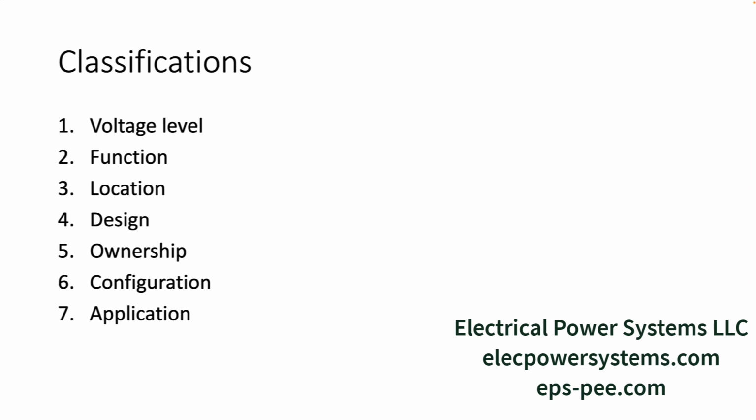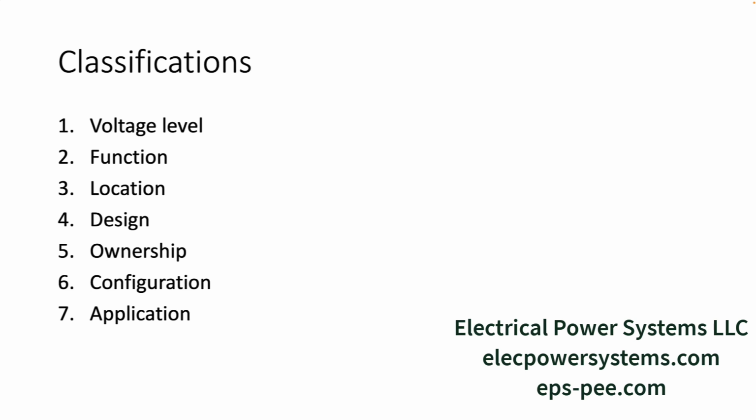Substations can also be classified based on their configuration or layout. Here are some common classifications based on configuration. Conventional substations. Conventional substations are the most common type of substation and consist of outdoor equipment installed on a fenced-in platform. They typically include a transformer, circuit breakers, switchgear, and other equipment to manage the flow of electrical power.